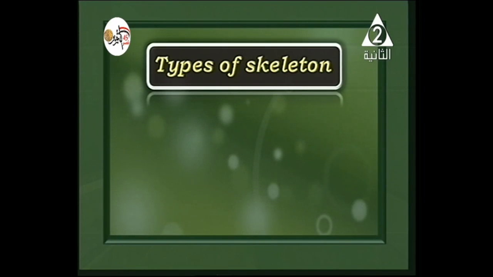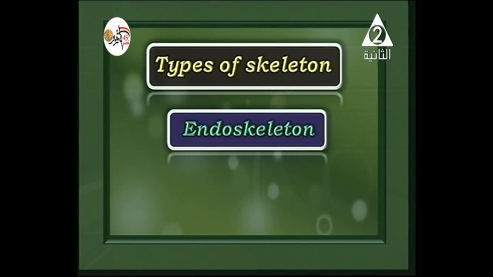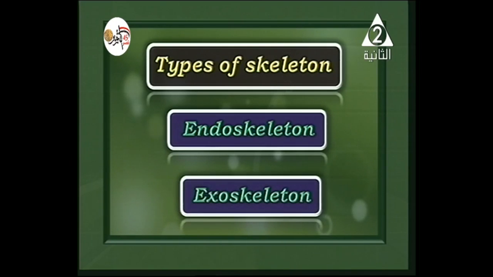Well, we have different types of skeleton. Yes, different types of skeleton. It may be external or it may be internal like us. Internal, we call it endo, something in, inside the body. We call it endoskeleton, such as what? Such as humans or most vertebrates. While exo, what does it mean? That covers the animal from outside, and we call it exoskeleton.